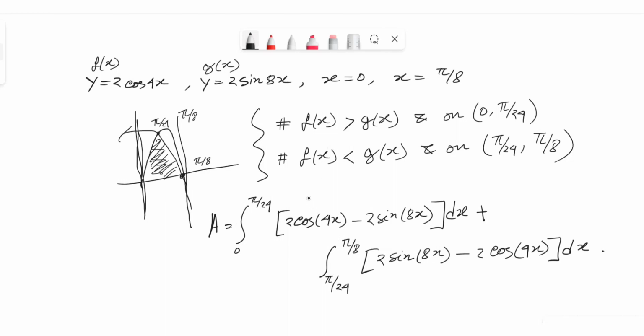Simply, you can see this is f of x and this is g of x. When the range is 0 to pi by 24, we need to subtract g from f. And the second one, when the range is pi by 24 to pi by 8, we need to subtract f from g, so this is g of x minus f of x. I just wrote that to make you understand; you do not need to write this. So now we will solve this integration and we will have the area.